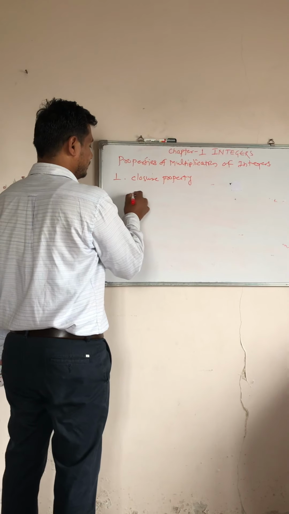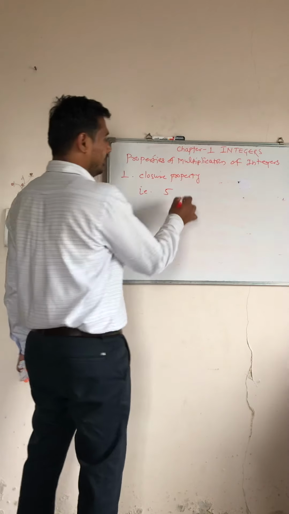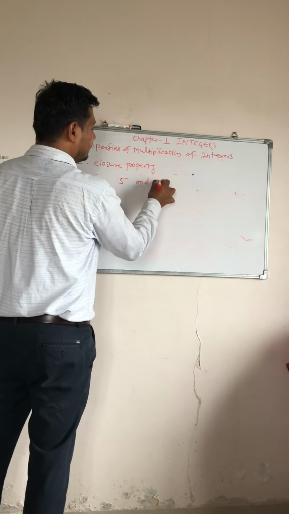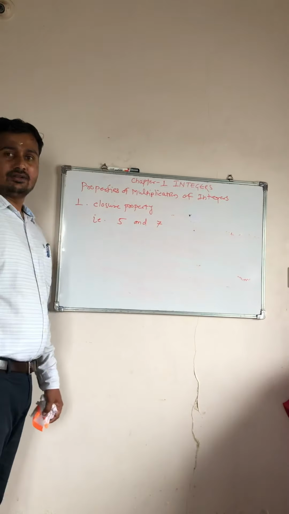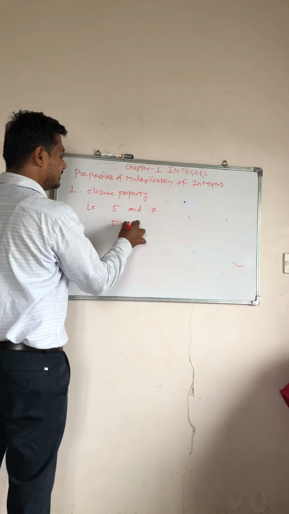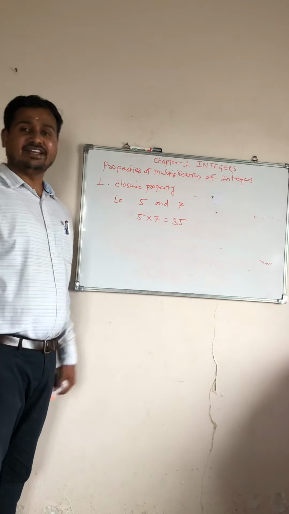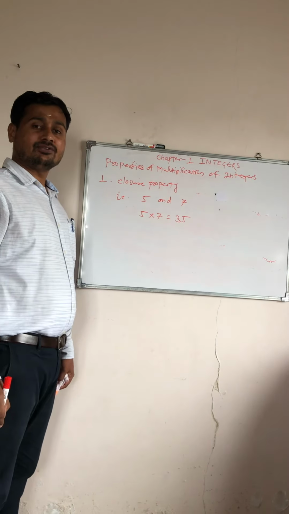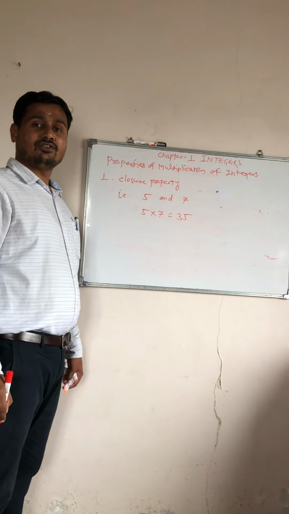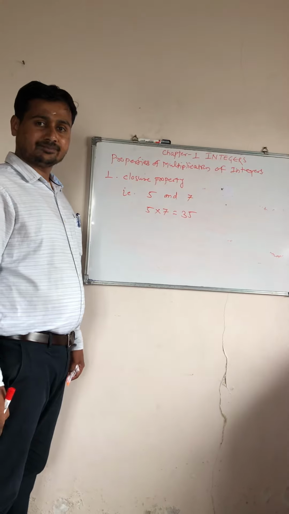That is, if you consider the integer 5 and another integer, 7, when we do the product of these two integers, 5 multiplied by 7, the answer we get is 35. So 35 is an integer. It means the product of two integers is always an integer. So that property is called the closure property.